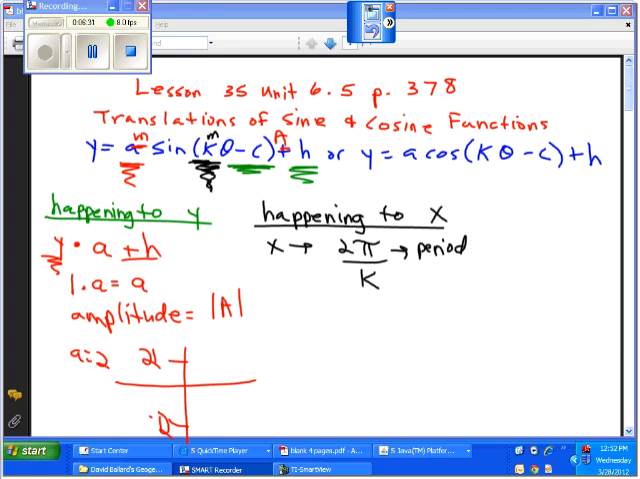Now, what's inside the C is happening to x, but it happens in the inverse order of operations. So if you see subtraction, what's really happening? Addition. So we're really going to add the C to the x. Now if we add to the x, what happens? Shifts to the right. We would normally call that a horizontal shift, but with sine, cosine, and tangent, we call it a phase shift.